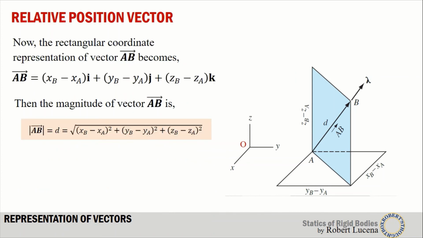Now the rectangular coordinate representation of the vector becomes this one. Okay? Then the magnitude of vector AB is simply found by the Pythagorean theorem. It's the sum of the squared differences of coordinates. So we have here XB minus XA squared plus YB minus YA squared plus ZB minus ZA squared. The square root of those three terms would be the distance or the magnitude of vector AB.